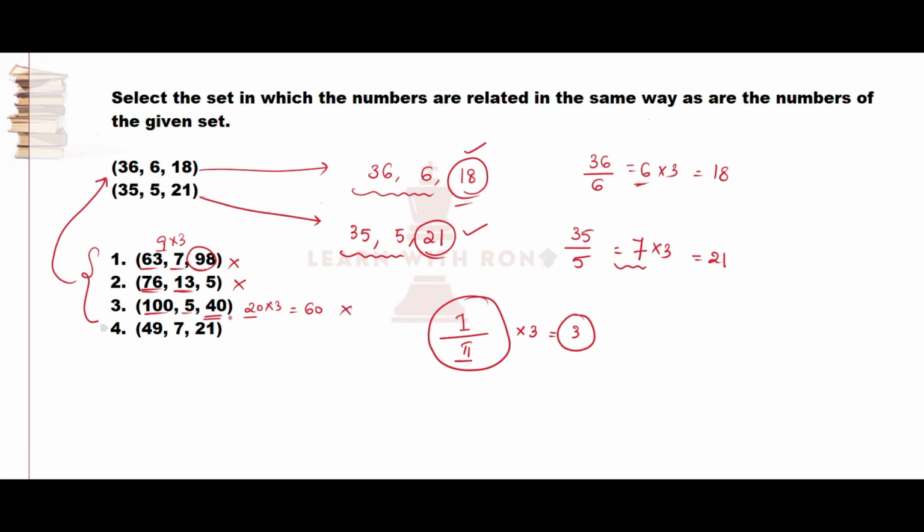is not our option. See the final option here, 49 divided by 7, how much? 7. And if I multiply 3 to it, I am getting a value of 21, which is the third number here, which verified our pattern. So our answer is option number 4. Let's see our next question.